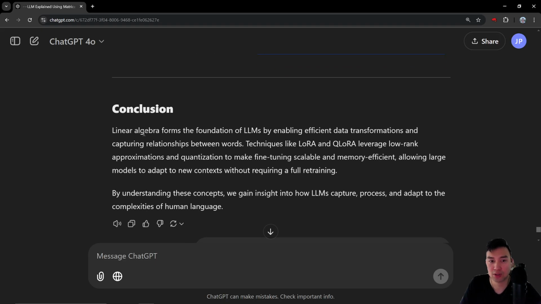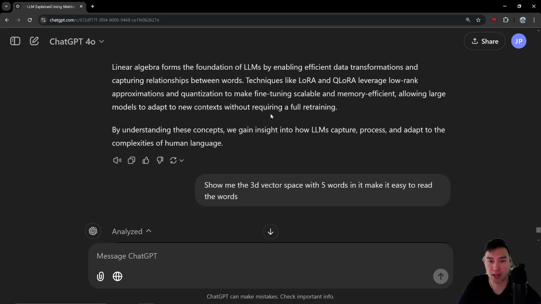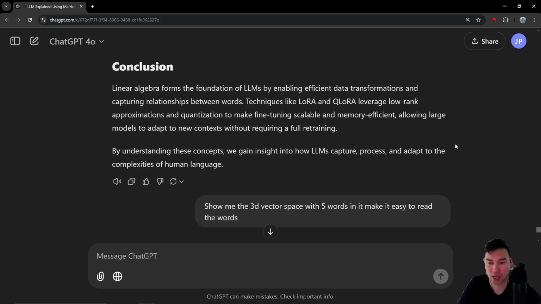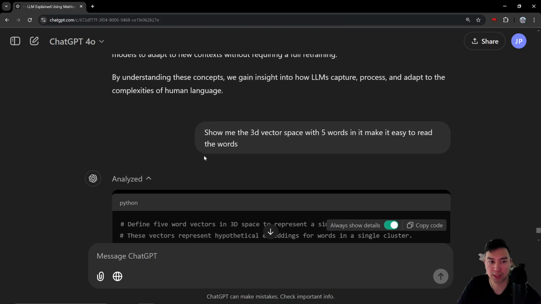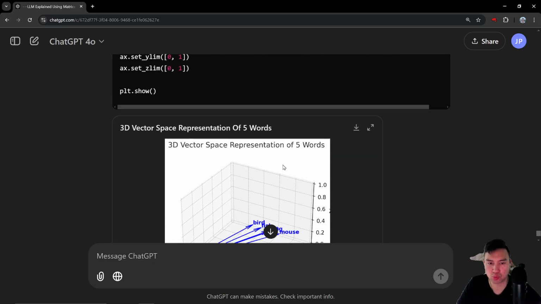But yeah, so, conclusion: linear algebra forms a foundation of large language models by enabling efficient data transformations and capturing relationships between words. Techniques like low rank adaptation and quantized low rank adaptation leverage low rank approximation and quantization to make fine-tuning scalable and memory efficient, allowing large models to adapt to new contexts without requiring a full retraining. By understanding these concepts, we gain insight into how LLMs capture, process, and adapt to complexities of human language.